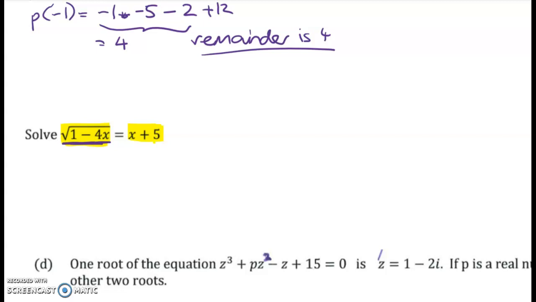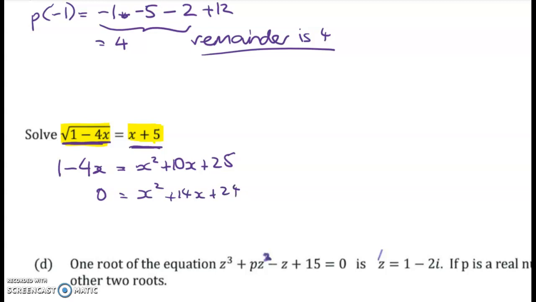Okay, so we're going to start here by squaring both sides. We get 1 minus 4x here, and we get x squared plus 10x plus 25 over here. Cleaning that up and solving the quadratic gives me x squared plus 14x plus 24, which factorizes really easily.